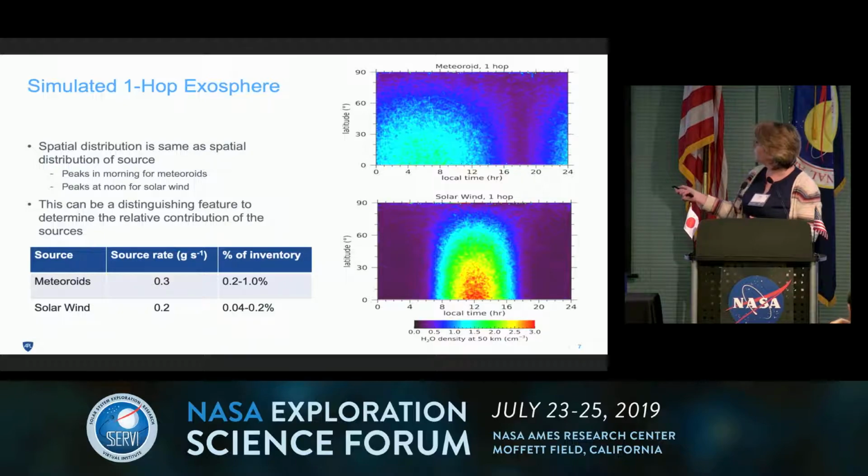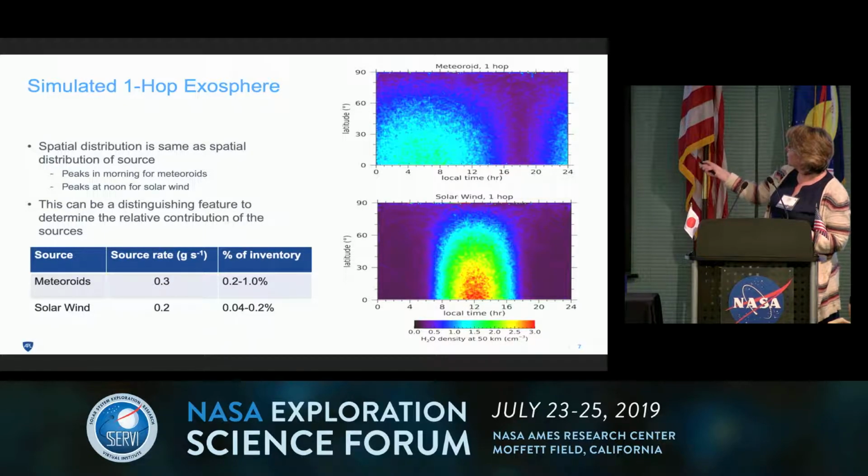So this is what the exosphere looks like in that case. We have, as a function of local time, noon here. So here's dawn, and here's dusk. And this is latitude from the equator to the pole. And so if meteoroids are the source of water to the exosphere, you have your densest water measurements near the equator and in the morning hemisphere.